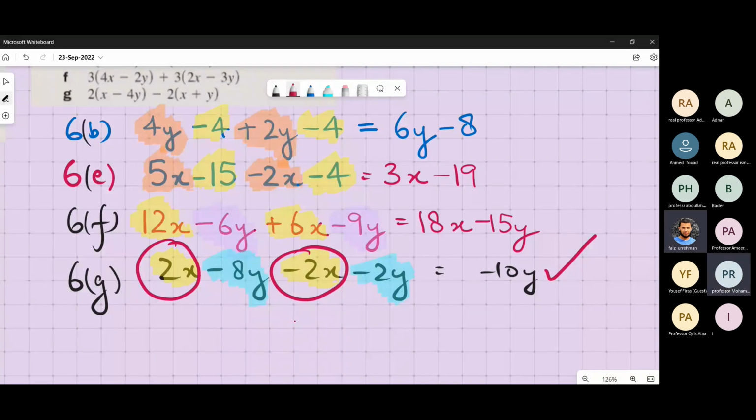What is 2 minus 2? Okay, so you will get 0. That means there will be no x term.